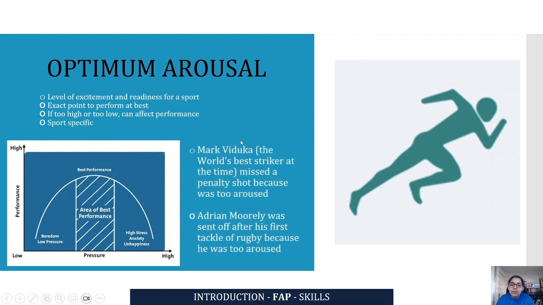So Mark Viduka, the world's best striker at the time, missed a penalty shot because he was too aroused. He was over here, so the high bit here. So performance goes low when you are too aroused, too anxious. Adrian Morley was sent off after his first tackle of rugby because he was too aroused. Again, being too nervous, too anxious, and just too aroused. That can also have a really significant effect on your performance.